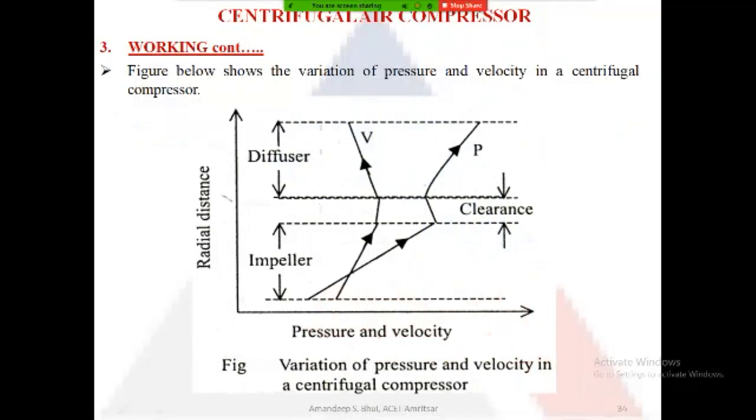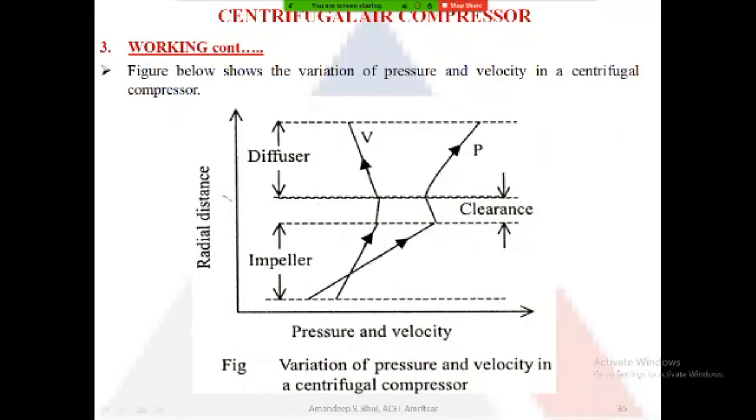Now here in this diagram, we see that there are two curves. This curve V is for the velocity curve, and the other curve P is for the pressure curve. And there are two parts here. The first, in between the first two dotted lines, is the impeller part, and then between the other two dotted lines is the diffuser part. Now, inside the impeller, what is happening? The velocity is increasing. Because of this increase in velocity of air, the pressure increase also takes place.